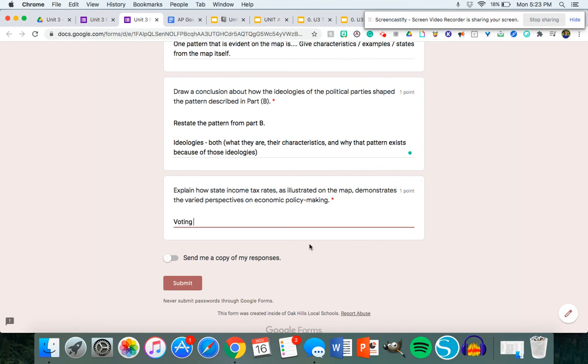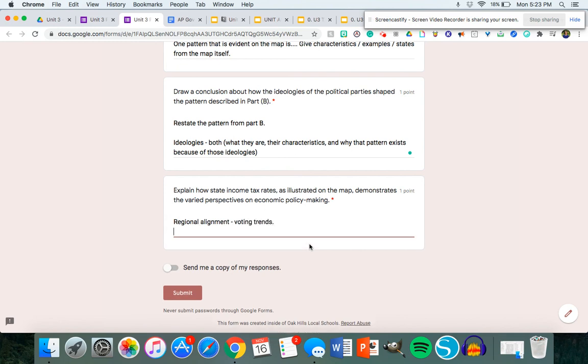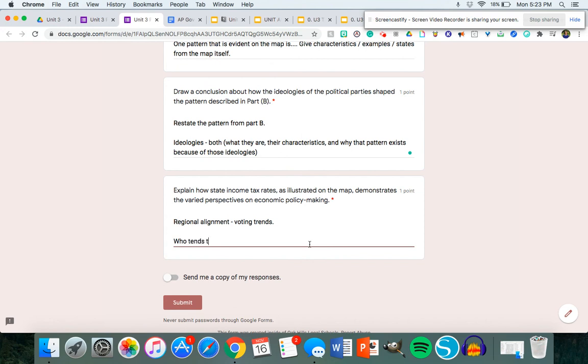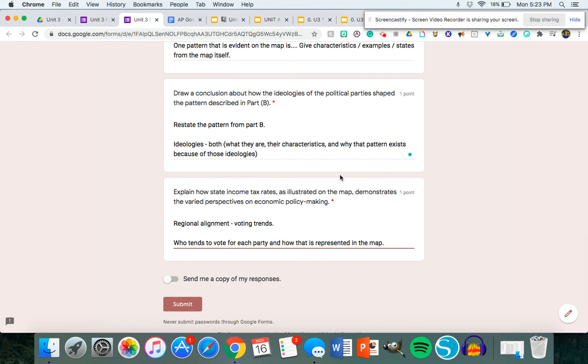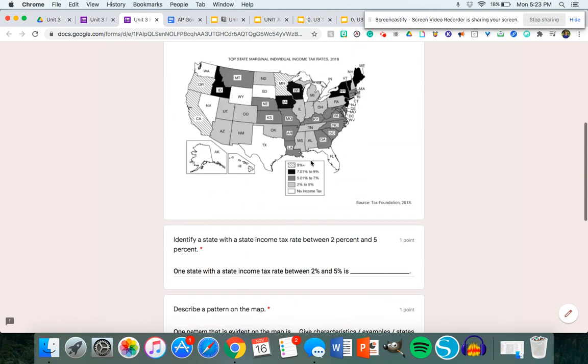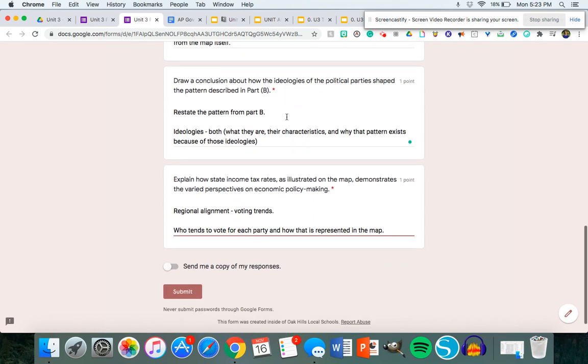In this question, you could talk about regional alignments and voting trends. You could talk about who tends to vote for each party and how that is represented in the map. Remember, you always want to tie it back to your data set, what the College Board gives you. So think about why it is that tax rates are different in various parts of the country based on varied ideological perspectives on economic policymaking.